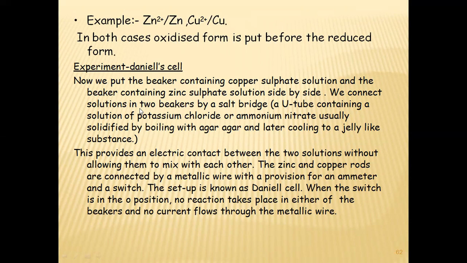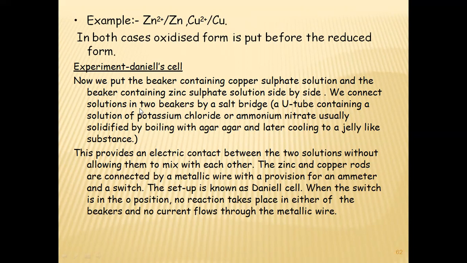Okay, the zinc and copper rods are connected by metallic wire and a provision for an ammeter with a switch. So the outer circuit is where both the rods are connected by metallic wire. A part of that, ammeter and switch or battery will be connected. The setup is known as Daniel cell.